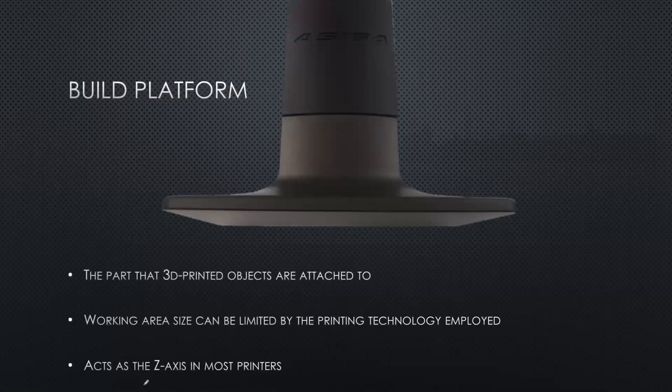And the build platform is where all your 3D printed parts will attach during the printing process. The build platform in most 3D printers will move up or down as each consecutive layer is printed. Depending on the printing technology, the size of the build platform can vary quite a bit. Because of this, if your build platform is too small, it could really limit the productivity and capacity of a given printer. Something very important to consider when shopping for a printer. Usually the build platform acts as the Z-axis and moves up or down as each layer is printed. The technologies and how this is achieved can vary quite a bit, and they all have advantages and disadvantages when compared to one another. So let's discuss that a little bit now.